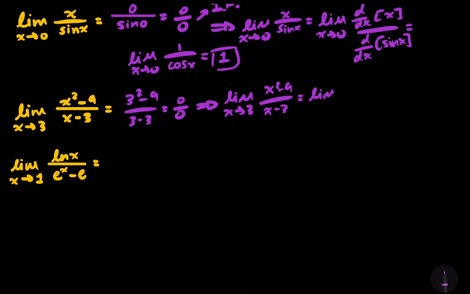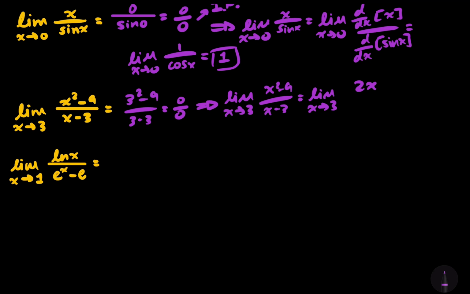given by the limit as x approaches 3 of essentially the derivative of the numerator divided by the derivative of the denominator. Well, what is the derivative of the numerator? The numerator is x squared minus 9, and so the derivative of x squared minus 9 is just going to be 2x, right? Because the derivative of x squared is 2x, the derivative of a constant is 0. And then in the denominator, we have x minus 3.